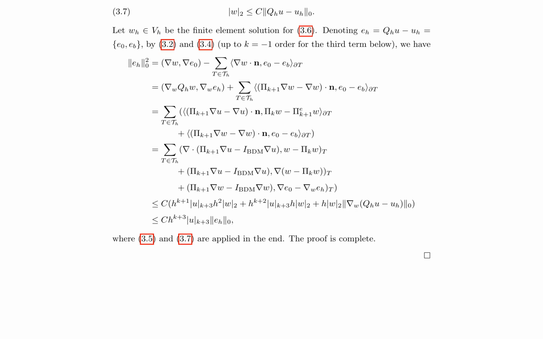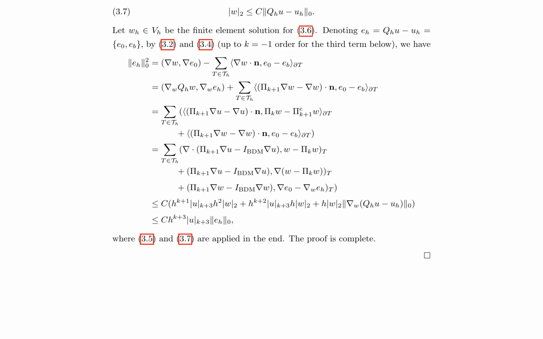space. The proof involves applying the BDM interpolation operator to the solution u and its gradient, as well as utilizing the finite element solution w_h for the auxiliary problem, 3.6. The interpolation and consistency errors are combined, and the full regularity assumption is applied to obtain the final result.